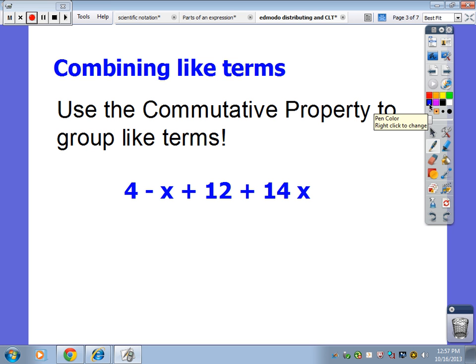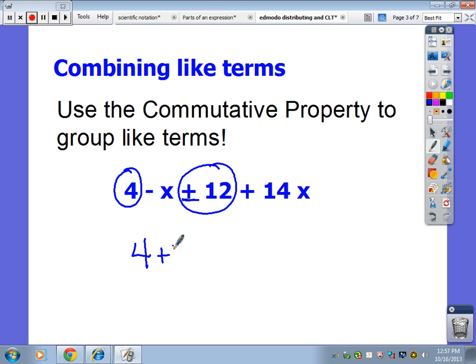So in this case, we've got the 4 and the positive 12. And notice how I kept the positive sign, the plus sign, with the 12. You always want to include the sign that is in front of the term. Those are alike, and I can now regroup them and move them together. So 4 plus 12.